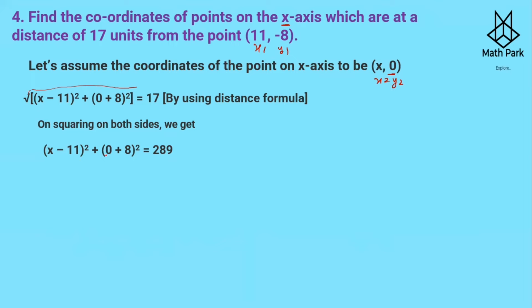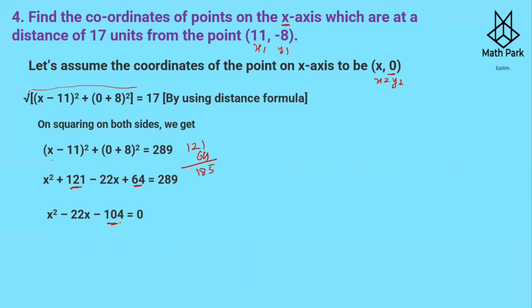So (x − 11)² + (0 + 8)² = 17². Using (a − b)² = a² + b² − 2ab, and 17² is 289, we get x² + 121 − 2ab, where 2 times 11 is 22, so −22x + 64. 121 plus 64 is 185. So 289 minus 185, we get 104.